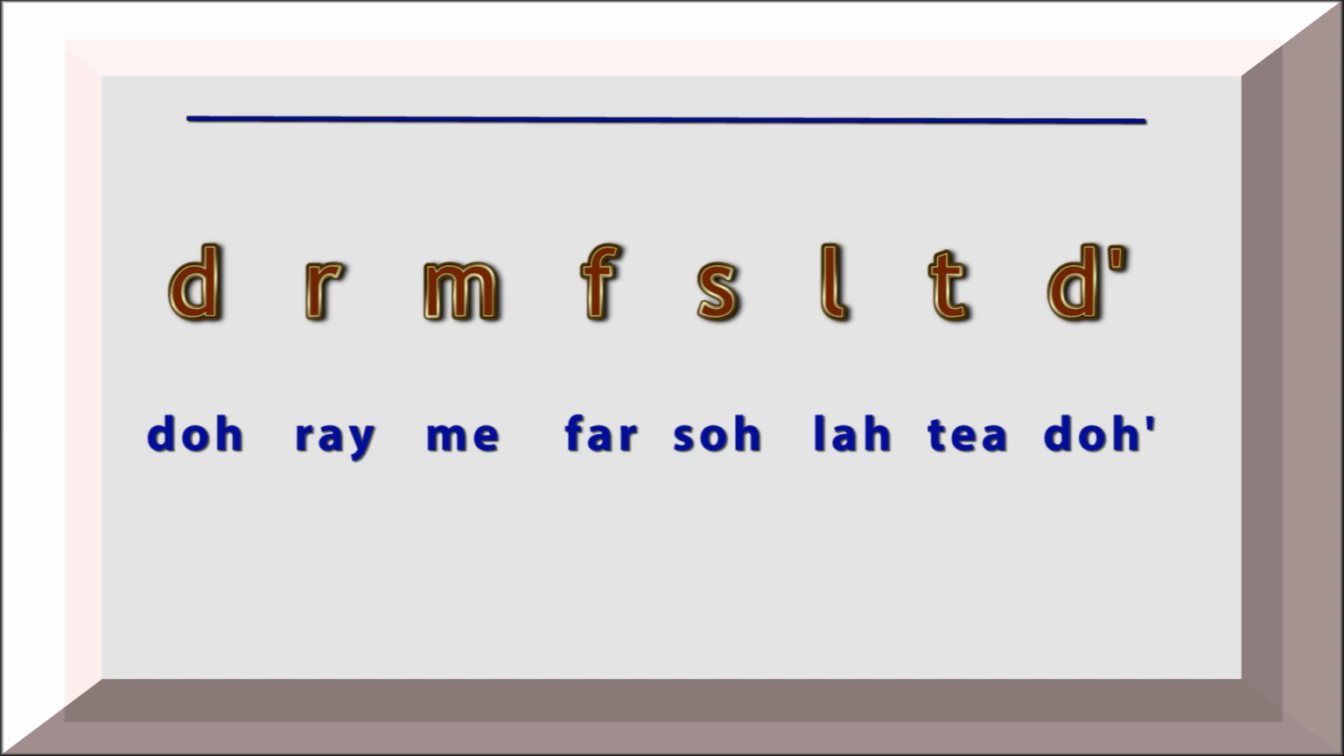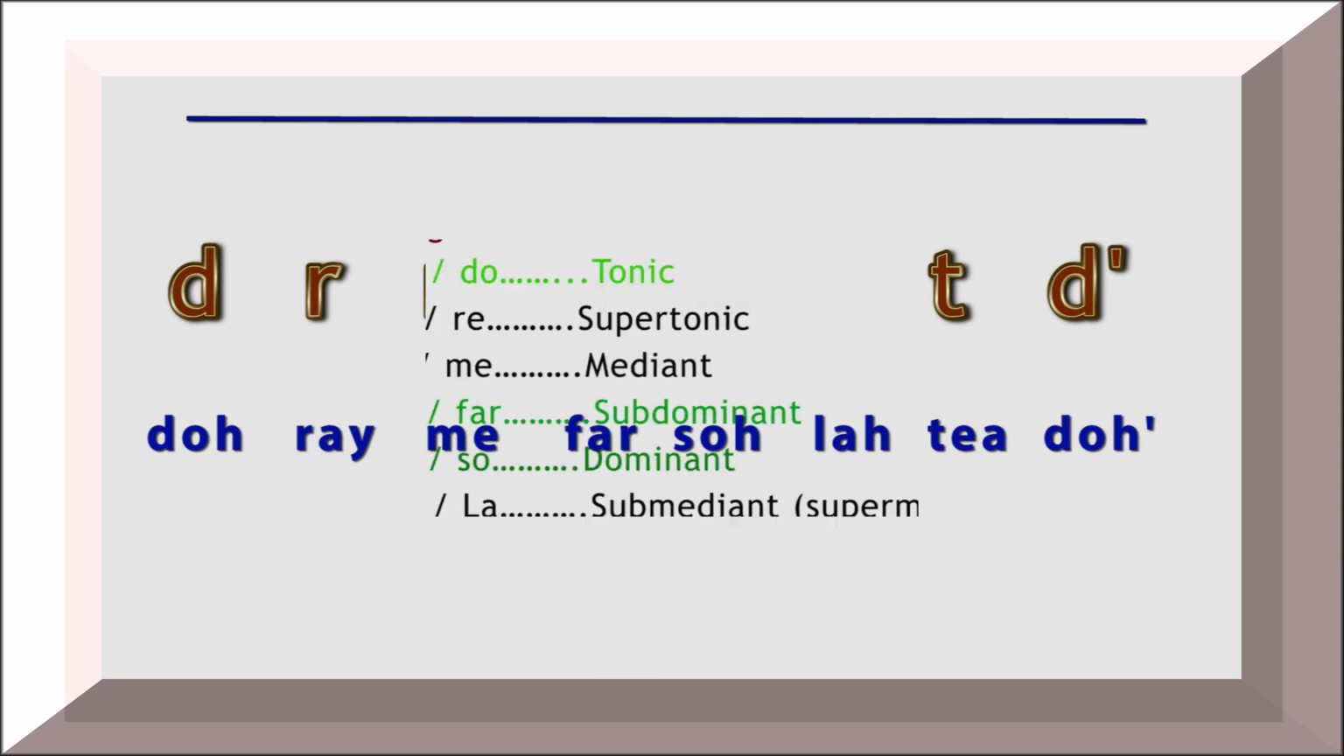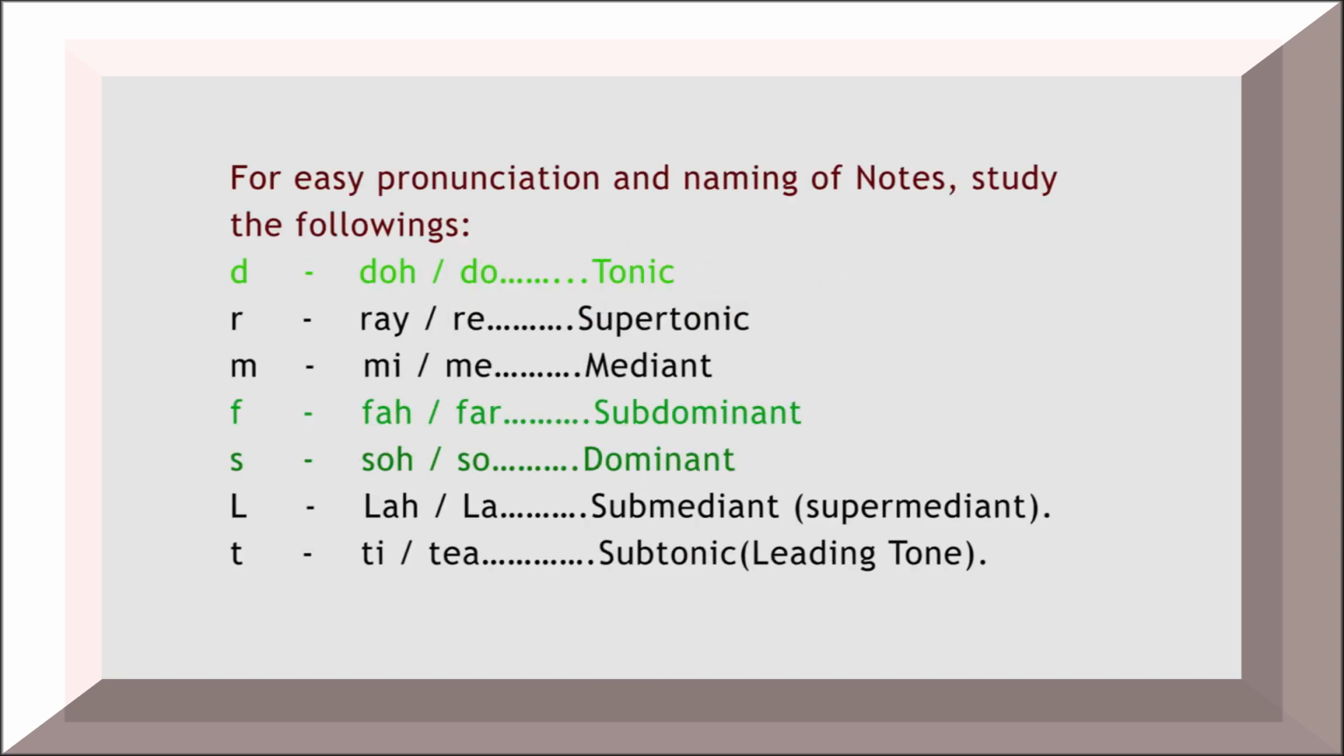Another one we'll learn later is the pitch, because they have different levels of sound, which is also known as pitch. For easy pronunciation, you look at them, how they are pronounced. Do is known as tonic, re is known as supertonic, mi is known as mediant, fa is known as subdominant, so is known as dominant, la is known as submediant or supermediant, ti is known as subtonic or leading note.